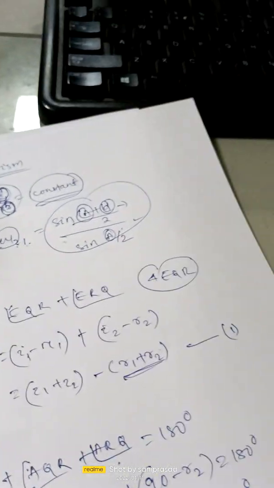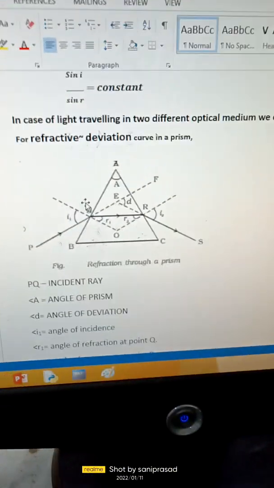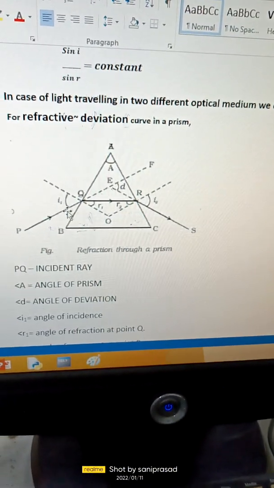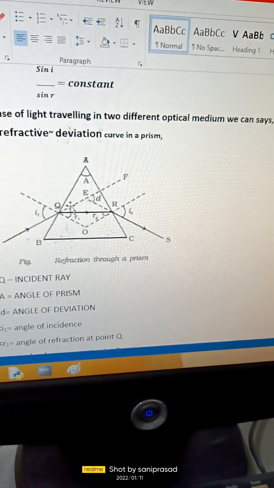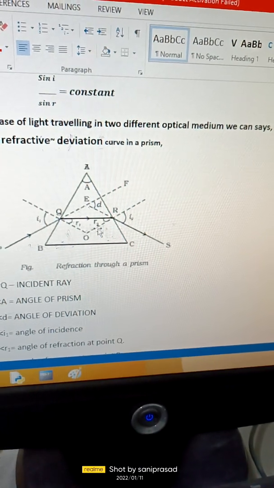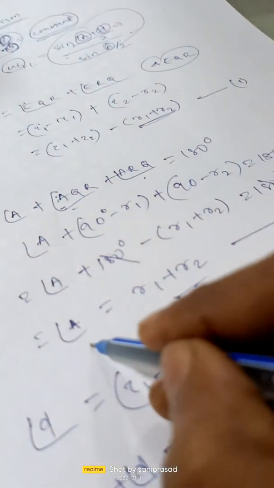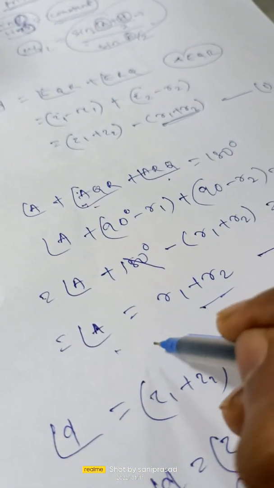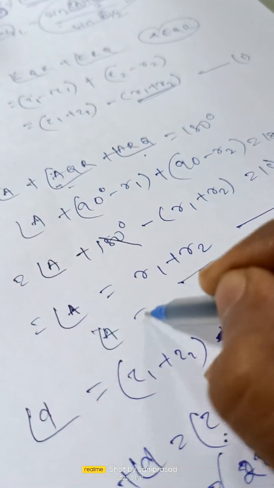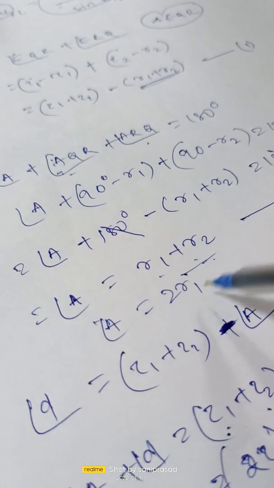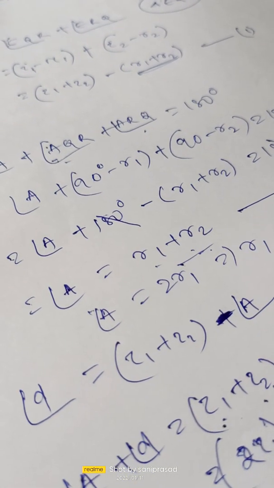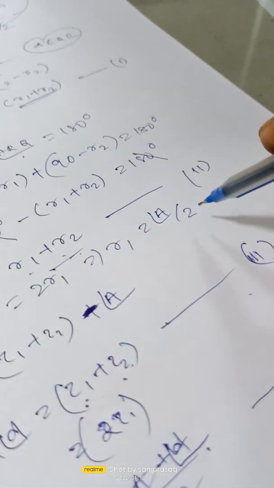What will the R be? If in this figure I1 is equal to R1, then this is 90 degree, this also 90 degree, so R1 will be R2. Okay, so in this equation, you can write A is equal to R1 plus R2. So you can write 2R1. So R1 will be A by 2. Okay, A by 2.